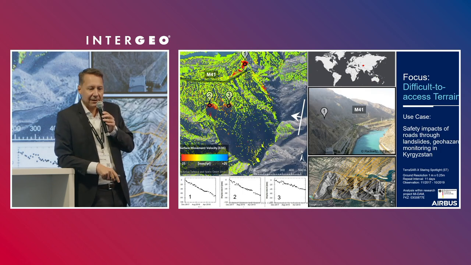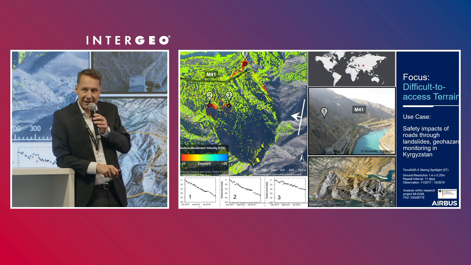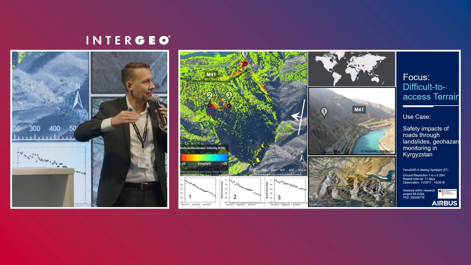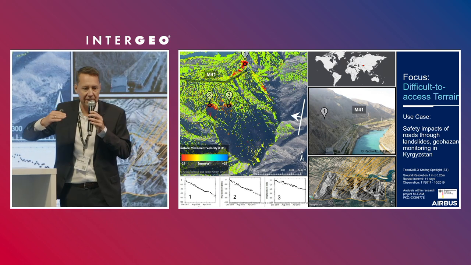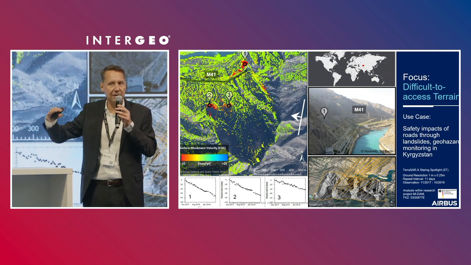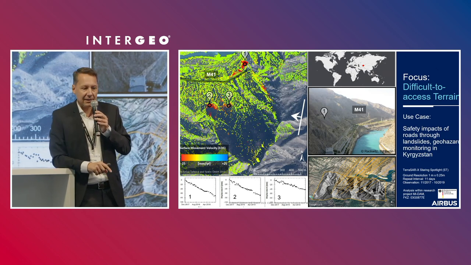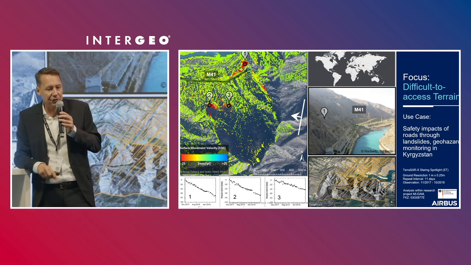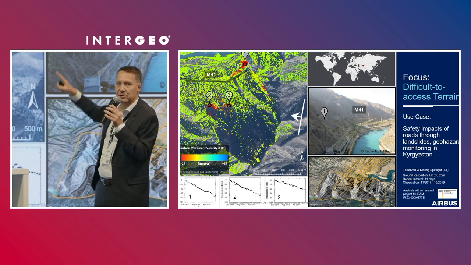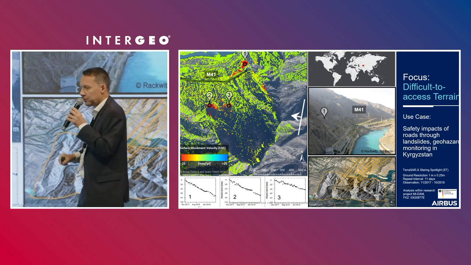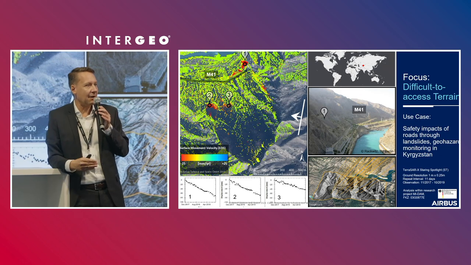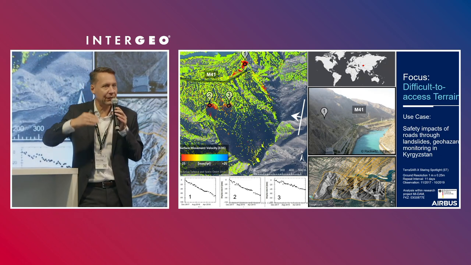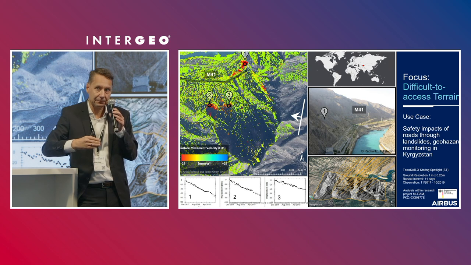Third example is an example where it was very difficult to access the terrain. This is a research project we were conducting in Kyrgyzstan, where we were asked to monitor a hydropower dam, but not only the infrastructure dam itself, also the surroundings. Are there any geohazards? And we see here some red areas in the top. These are geohazard sliding hills, and the M41, which is a road here in the picture. You can see the road, and this geohazard, the sliding hills, are endangering not only the road stability but also the facilities of the hydropower dam.